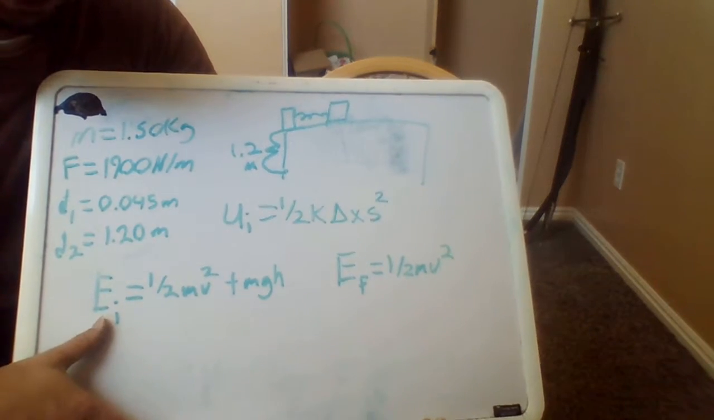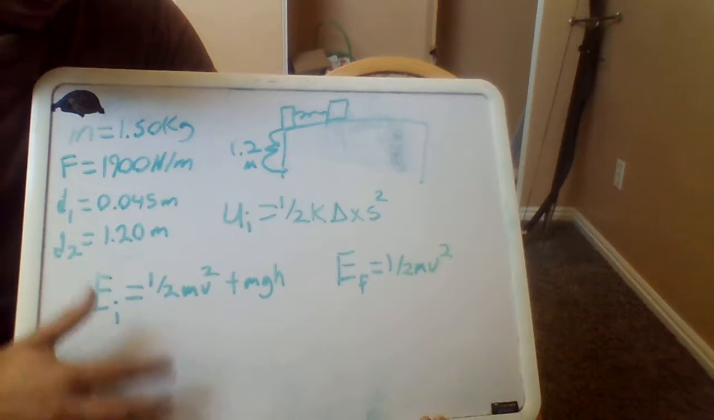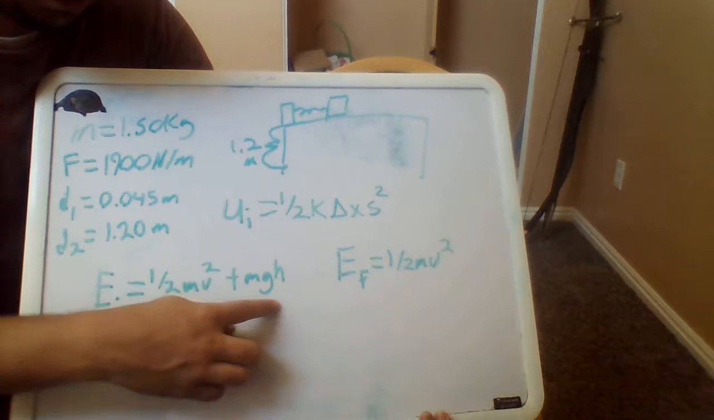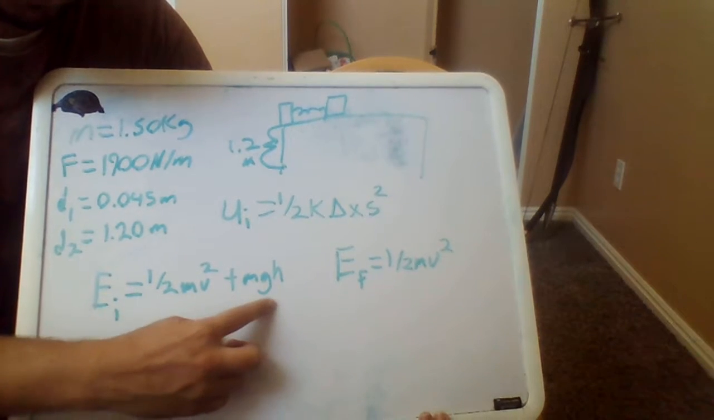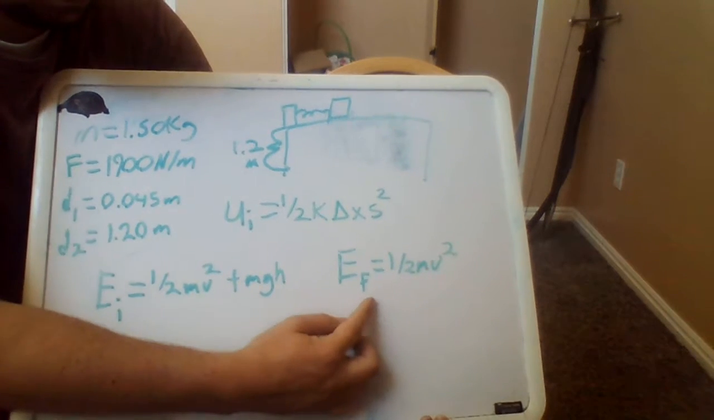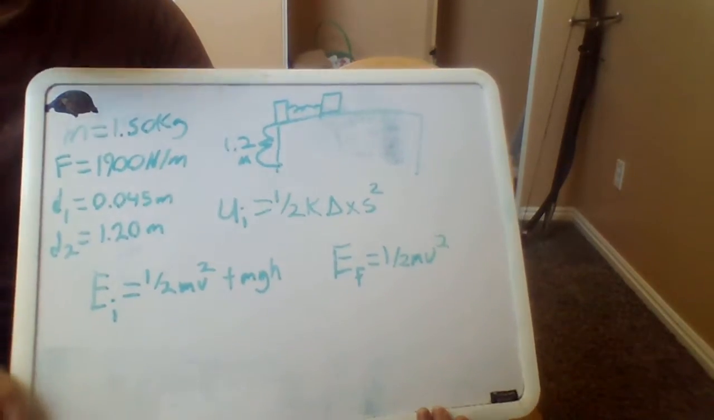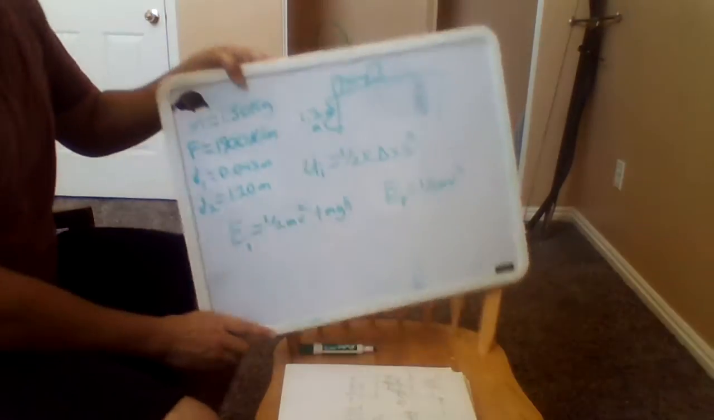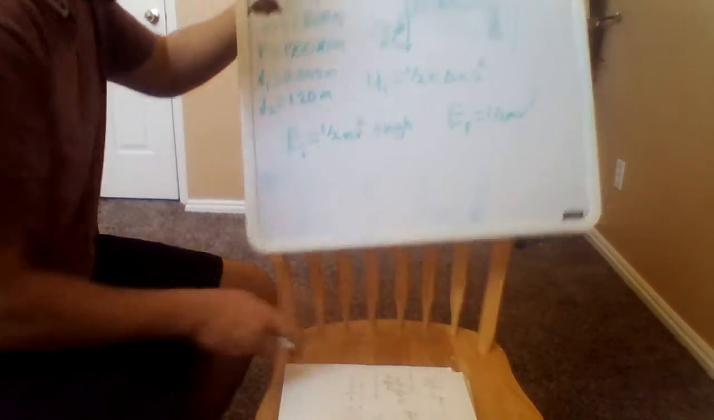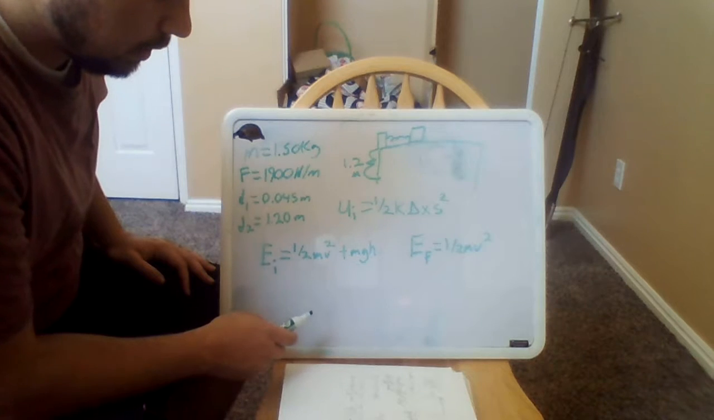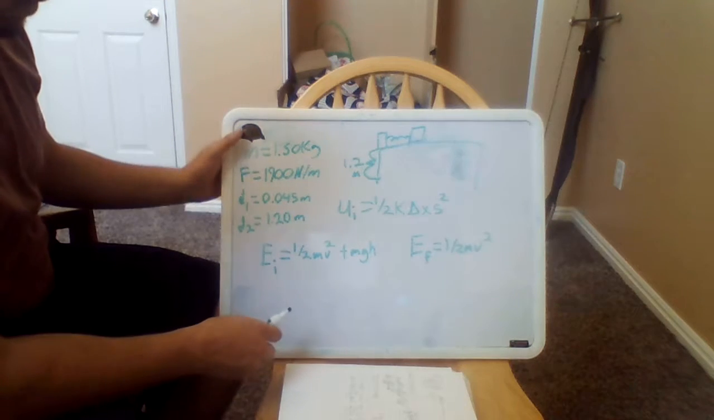Our initial total energy is our kinetic energy, which is 1/2 mv squared, plus our potential, which is mgh. And our final energy is 1/2 mv squared. So with all of those, we should be able to figure out what our speed is when we are reaching the ground.